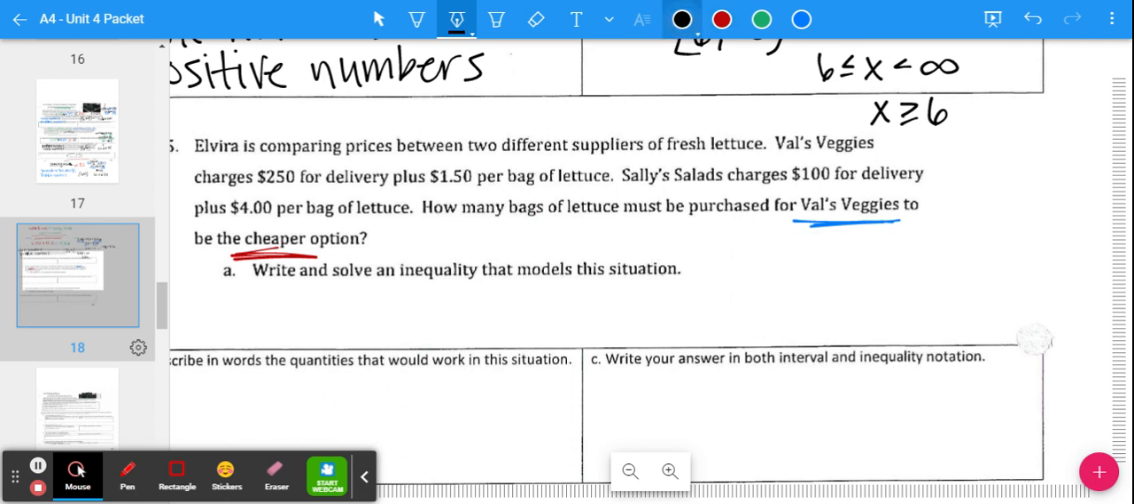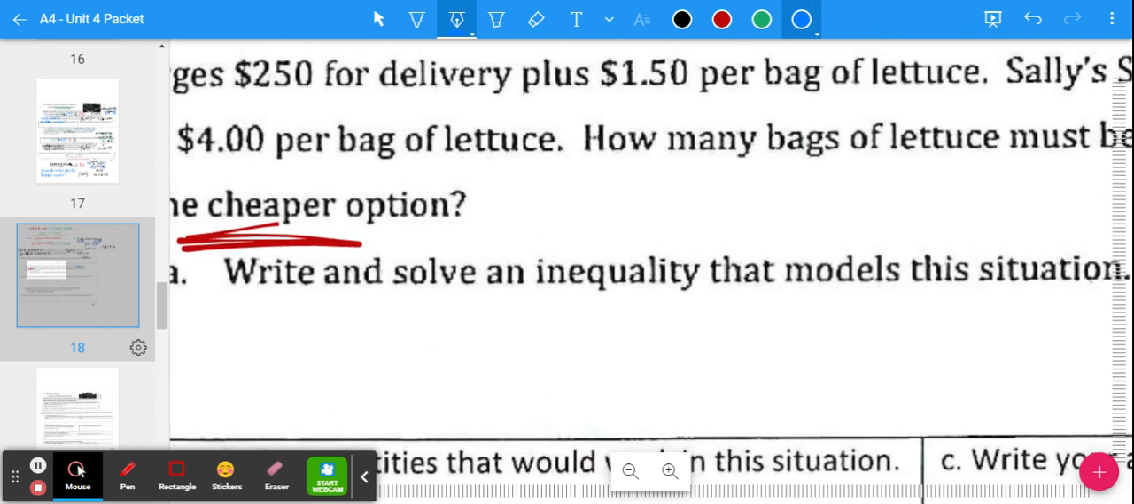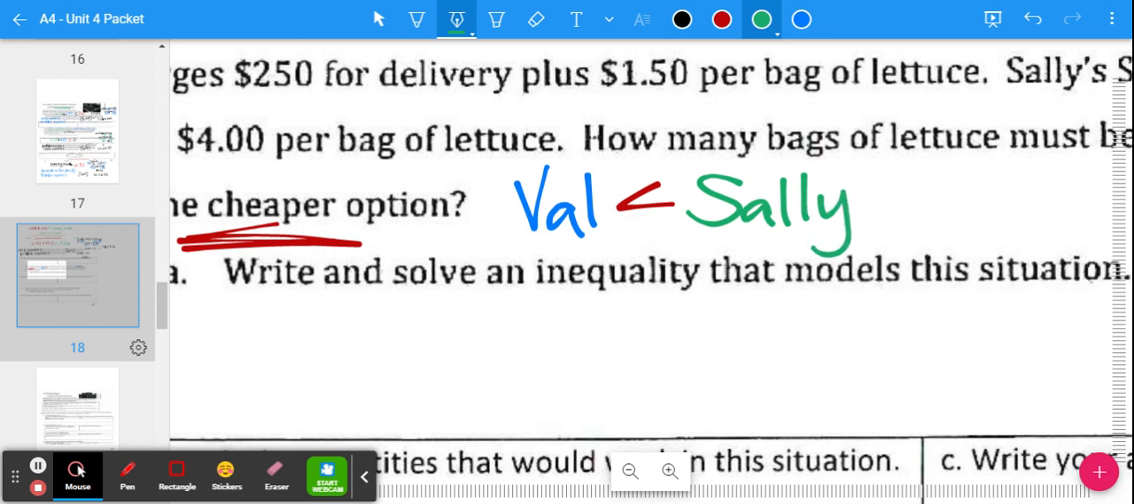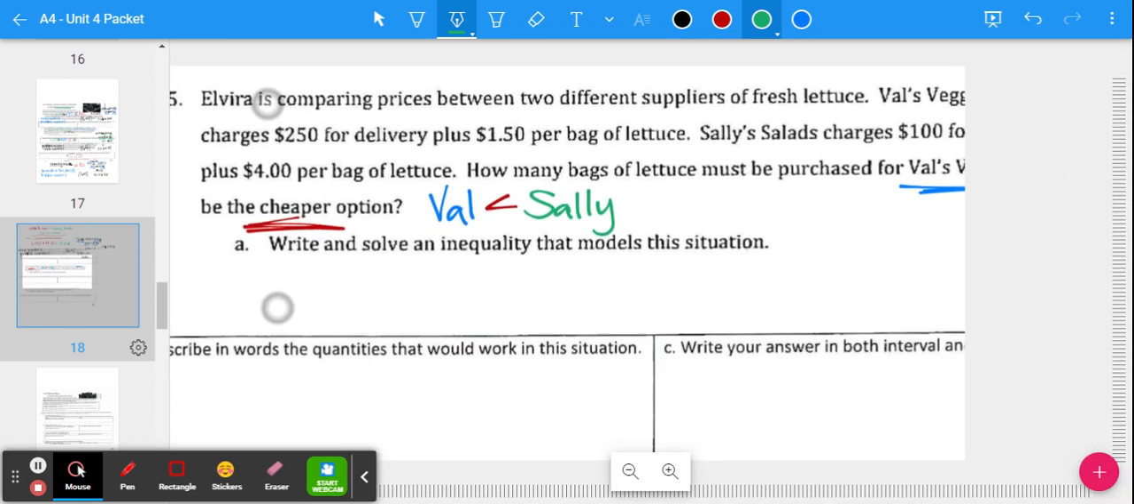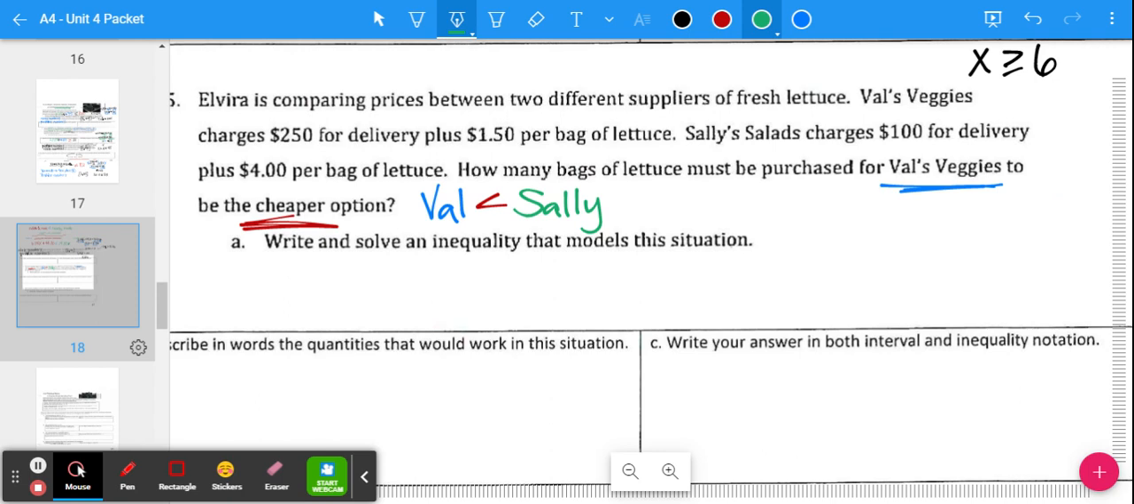So we want Val's Veggies to be cheaper than Sally's Salads. So I'm going to go ahead and write that down just like we did on the one before. We want Val's to be less than, the cheaper option, Sally's. So now that we know which way our symbol is going to go, we need to plug in our values.